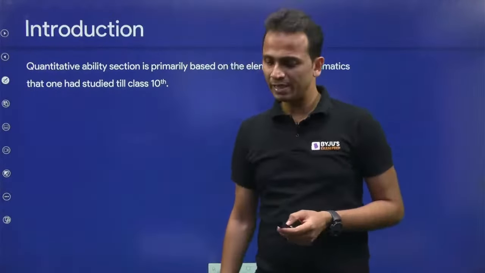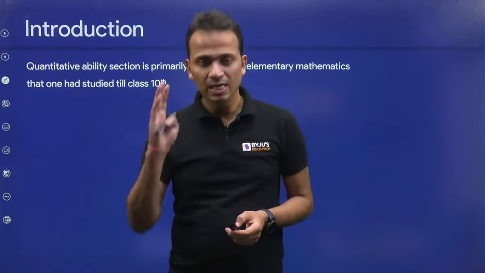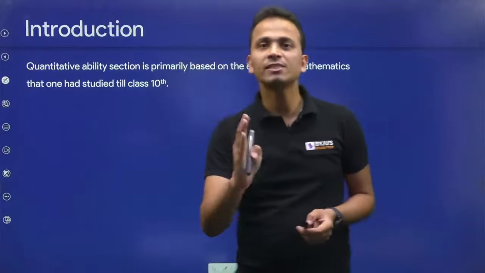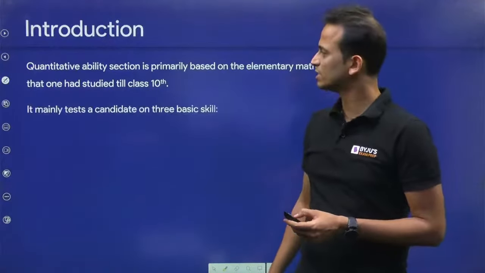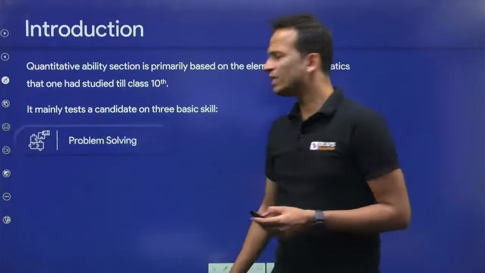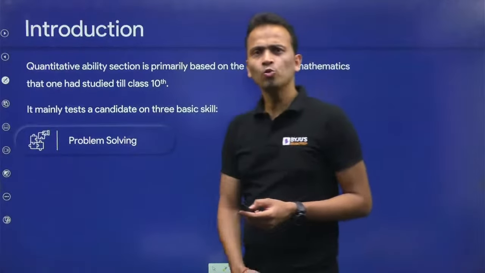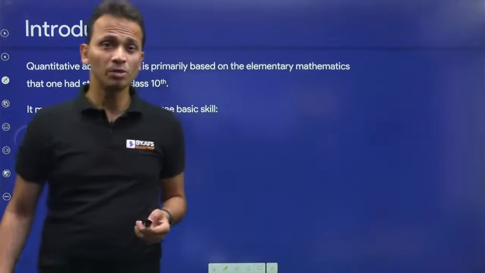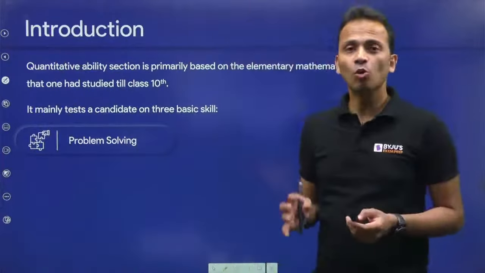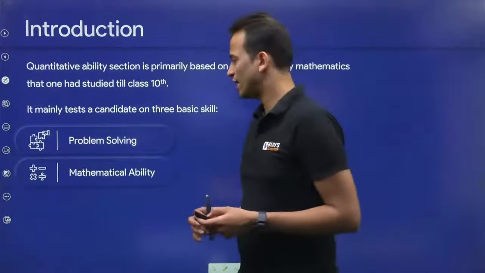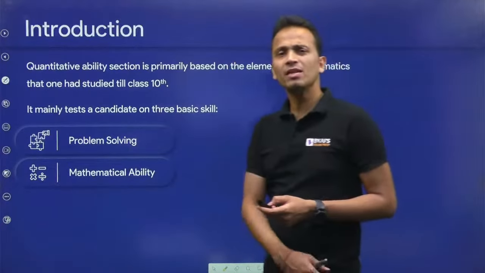A candidate is tested on 3 different skills. What are these 3 skills? Number 1 is problem solving: how good you are at understanding the problem, handling the problem, and then coming out with the most efficient solution. Number 2 is your mathematical ability.